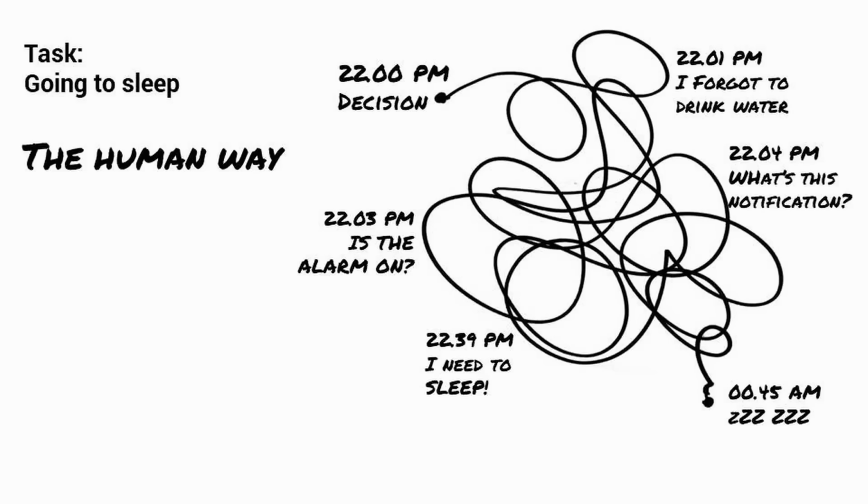If we look at us human beings and how we are doing tasks, let's imagine this task: going to sleep. The human way is pretty simple. At 10 p.m. you decide that you want to go to sleep. Then you forgot to drink water and you say, you know what, I must be hydrated, and I must go to drink some water. But on the way back, you realize, have I set the alarm on my phone? Let's check it out again.